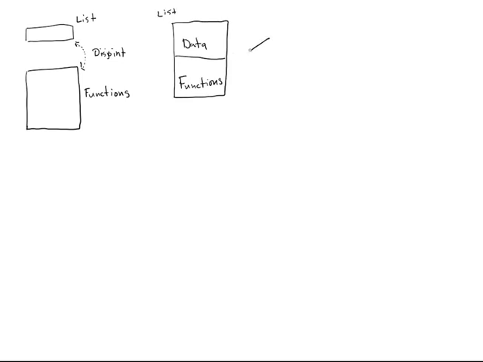And this right here is what object-oriented programming is all about. So object-oriented programming is also called OO, or sometimes you'll see OOP.